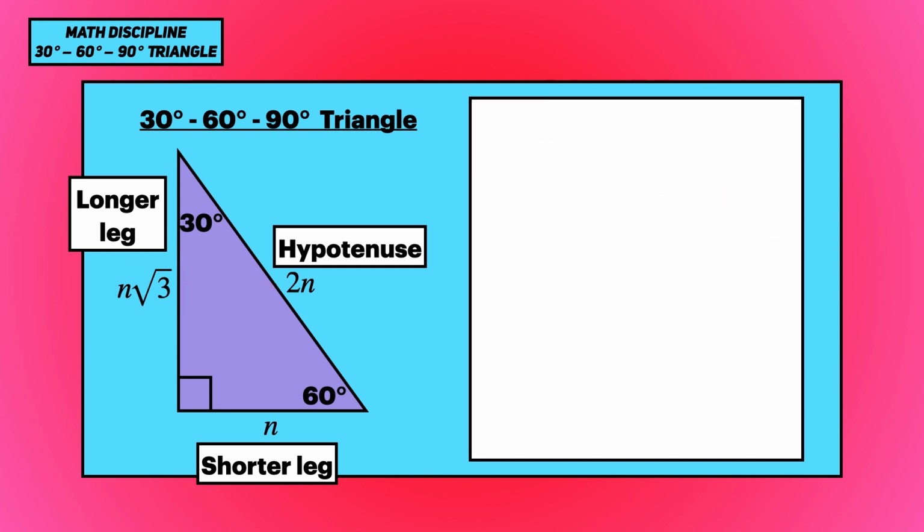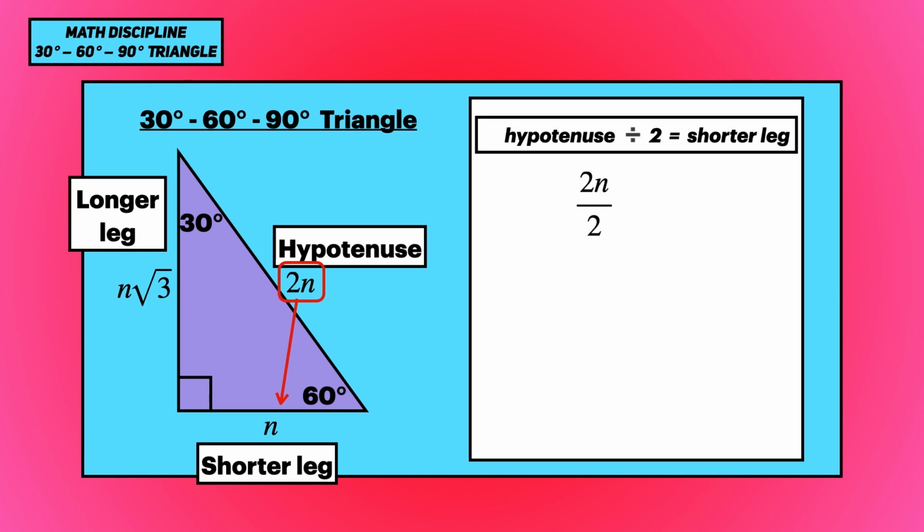If we know the hypotenuse and we want to know the shorter leg, you divide the hypotenuse by 2. When you divide 2n by 2, the 2's cancel out and you are left with n.